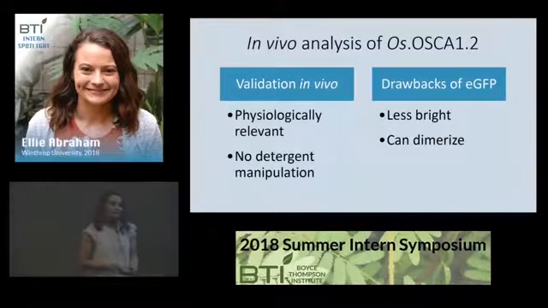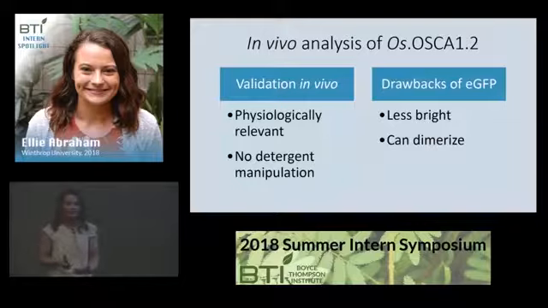At the same time, we wanted to overcome some of the drawbacks of eGFP, which is what we tagged our proteins with to begin with. One of those is that it's less bright. It's not the brightest fluorescent protein known. And that means we could have some monomers in our distribution because not every GFP was fluorescing to begin with.